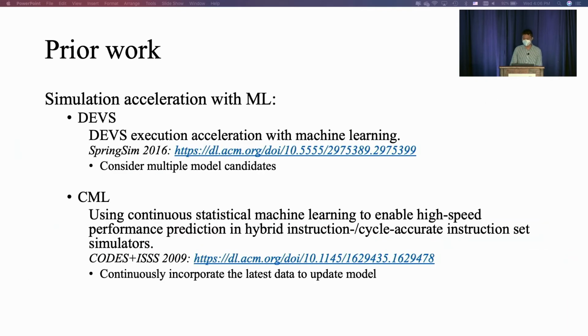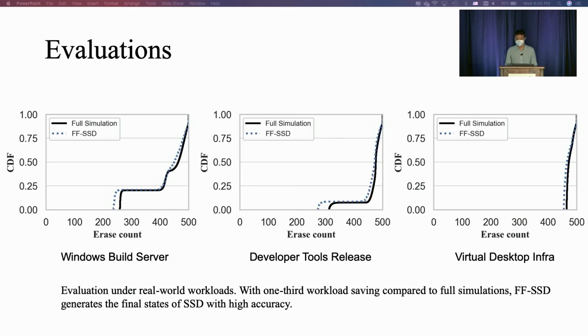We compare our work against 2 prior works that use machine learning to accelerate simulations. At a high level, DVS considers multiple model candidates, but the model is not always updated before each prediction stage. On the other hand, CML continuously incorporates the latest data to update its model. And we use FTLSim to configure a 256 GB SSD and run 3 different real-world workloads.